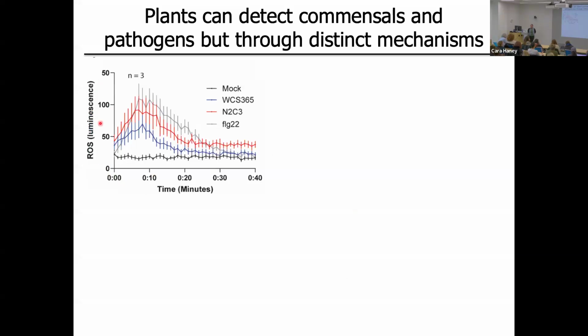David wanted to learn all the immunity assays, so I think every question he asks uses a different assay. This is using a reactive oxygen burst assay. In this assay, when there's an immune response, plants release reactive oxygen, and that oxidizes a luminescent substrate. So when you have reactive oxygen, you get more luminescence. If we add flagellin, that induces a strong reactive oxygen burst, shown here in gray. David found that both our commensal in blue and the pathogen actually induce a reactive oxygen burst in this assay.